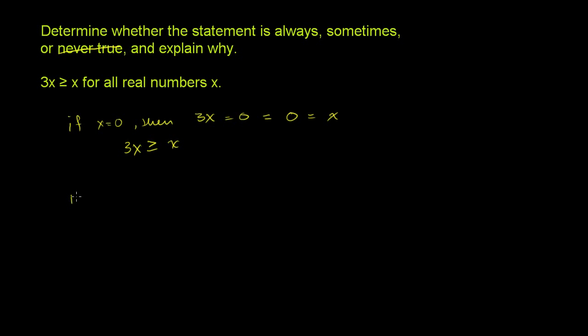If x is equal to negative 1, then what happens? Then 3x is equal to negative 3, and we already said x is equal to negative 1. And in that situation, negative 3 is not greater than or equal to negative 1. It's less than negative 1. So this is a counterexample.